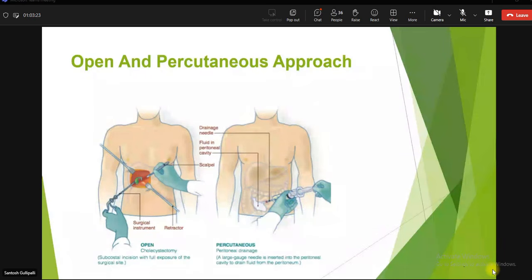Via natural or artificial opening. Okay, so this is via natural or artificial opening. So this is via natural or artificial opening with endoscopy.